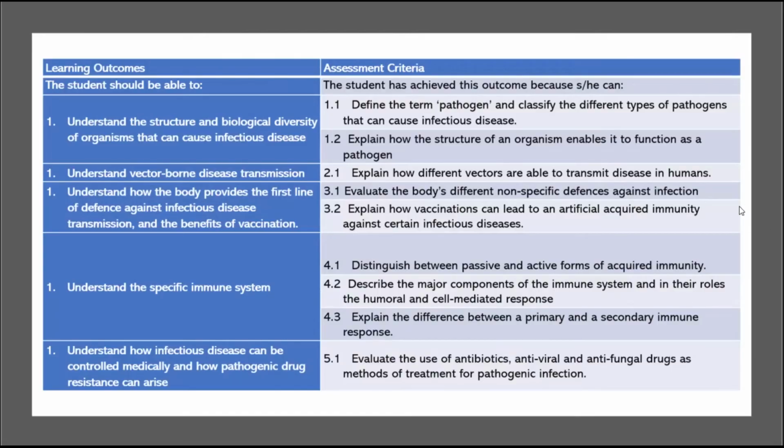So let's move on. Here are the assessment criteria down the right hand side. We've covered most of them. Today we'll be looking at 5.1. Evaluate the use of antibiotics, antivirals and antifungal drugs as methods of treatment for pathogenic infection.